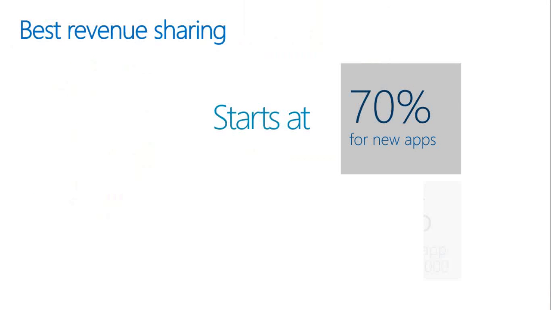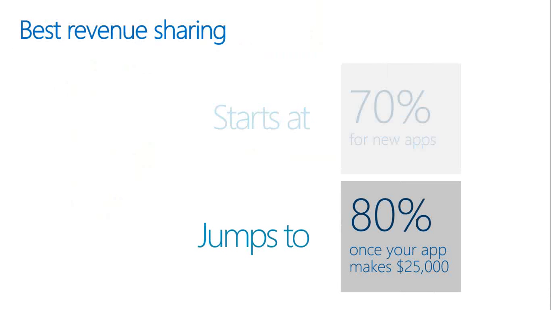Windows has the best revenue sharing economics. The revenue sharing starts at 70 percent, but once you cross $25,000, the revenue sharing model shifts to 80-20, which is the best in the industry. No other platform offers a revenue sharing of 80 to 20 ratio.